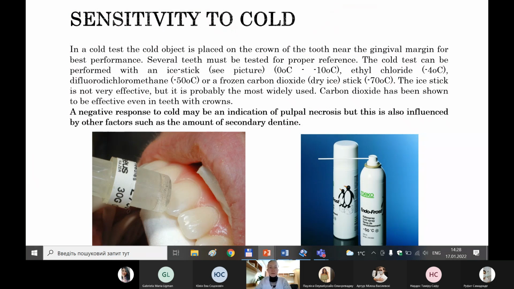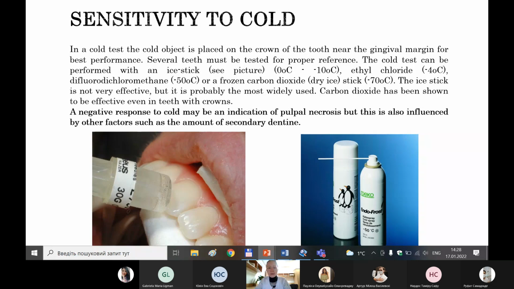And in a brief, let's revise these extra methods of examination. So sensitivity to cold, that can be used to check the vitality of pulp tissue. In a cold test, the cold object is placed on the crown of the tooth near the gingival margin for best performance. Several teeth must be tested for proper reference.